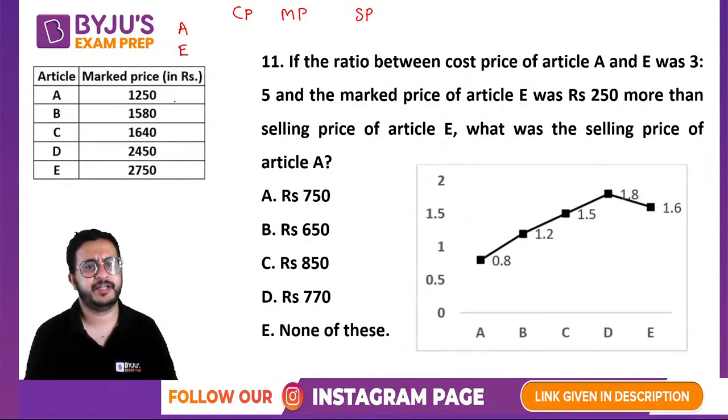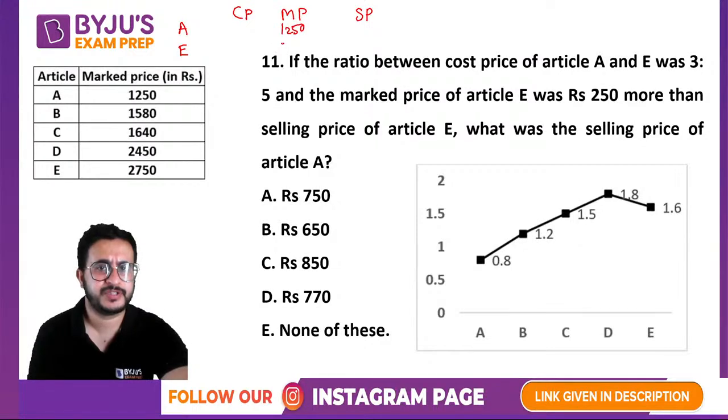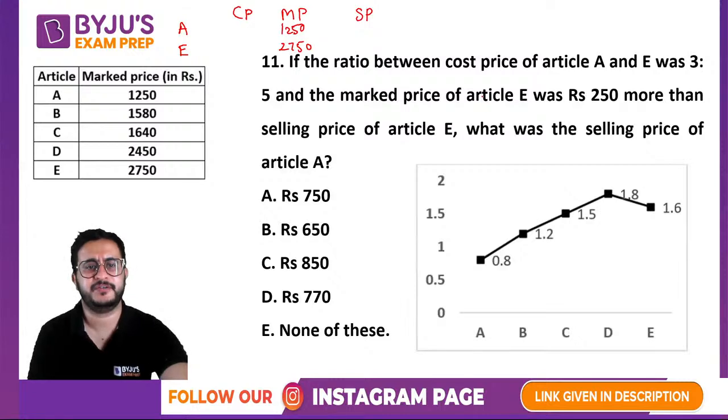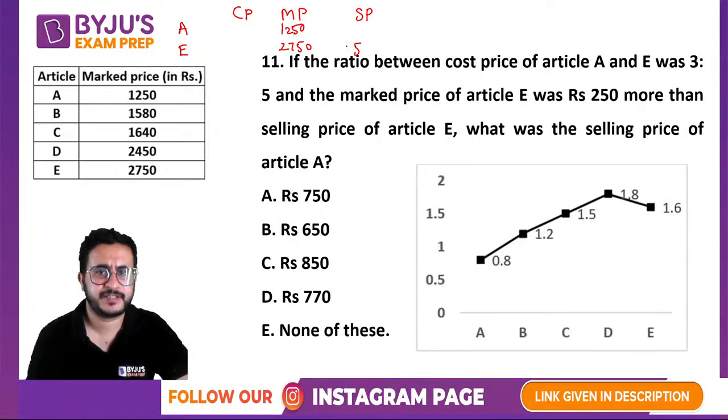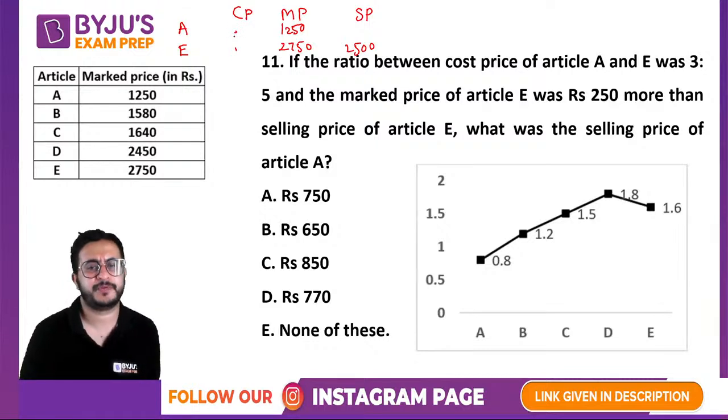So selling price is already written here, okay? Sorry, mark price is already written, so A is 1250 and this is 2750. Okay, that is the mark price. Now it says the mark price of E was 250 more than the selling price of E, right? So the selling price of E is 2500. Now if we see the selling price here, we can find the cost price, and from the cost price we can find the cost price of A, and then we can find the selling price of A.